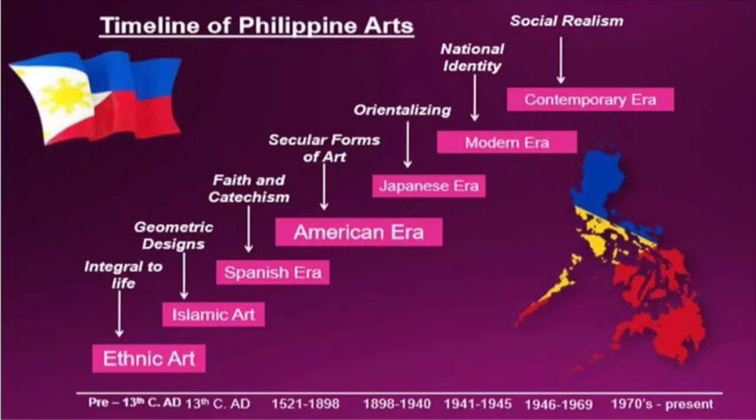The next era of Philippine art is the Spanish era, from 1521 to 1898. The characteristic of Spanish art is faith and catechism. When the Spaniards arrived in the Philippines in 1521, the colonizers used art as a tool to propagate the Catholic faith through beautiful images.